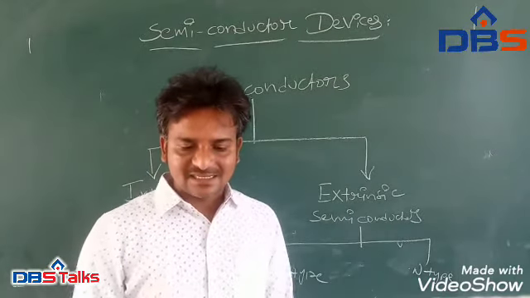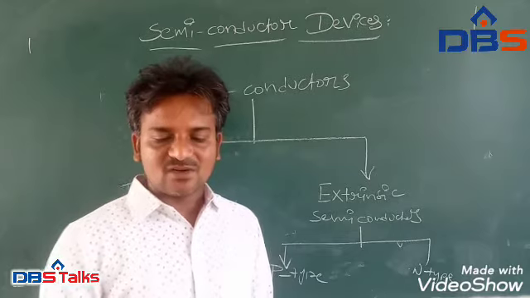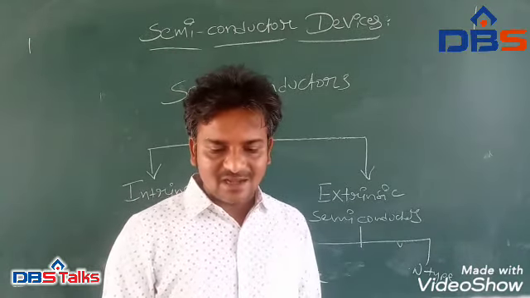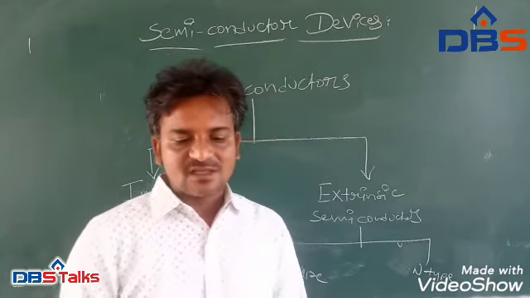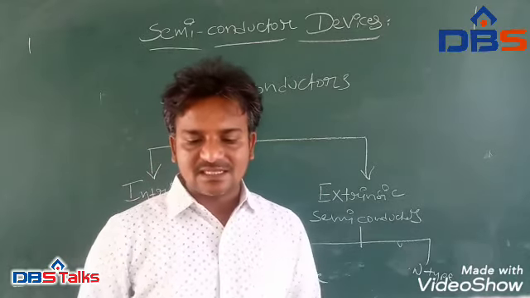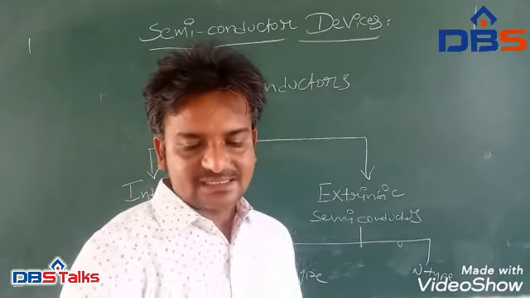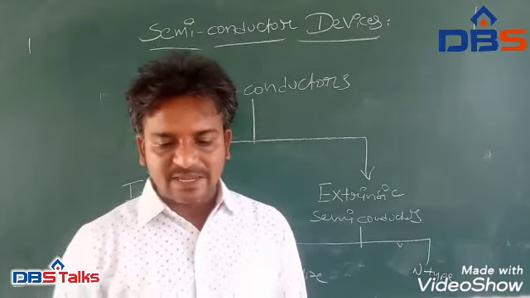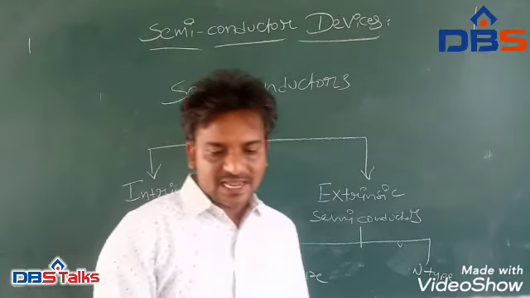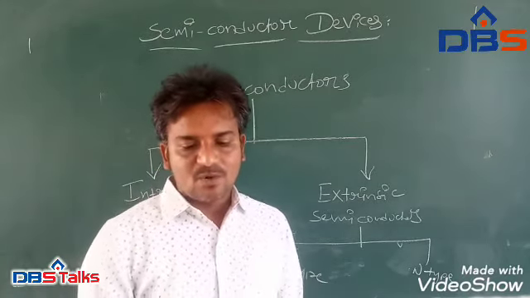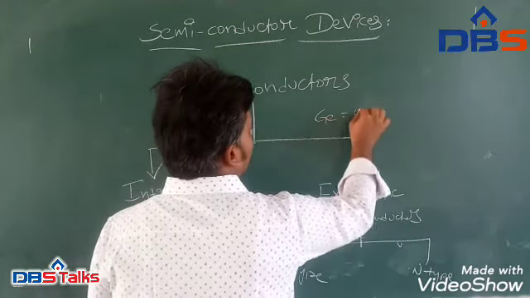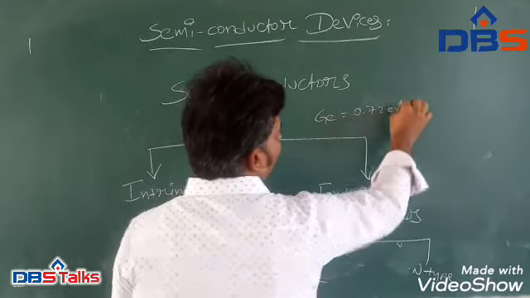So here, an intrinsic semiconductor. In an intrinsic semiconductor, the number of electrons in the conduction band and the number of holes in the valence band are equal. So it is also called pure semiconductors. Without any impurities in them are called intrinsic semiconductors. Pure germanium is an intrinsic semiconductor at room temperature with a band gap of about 0.72 electron volts. For germanium it is 0.72 electron volts.